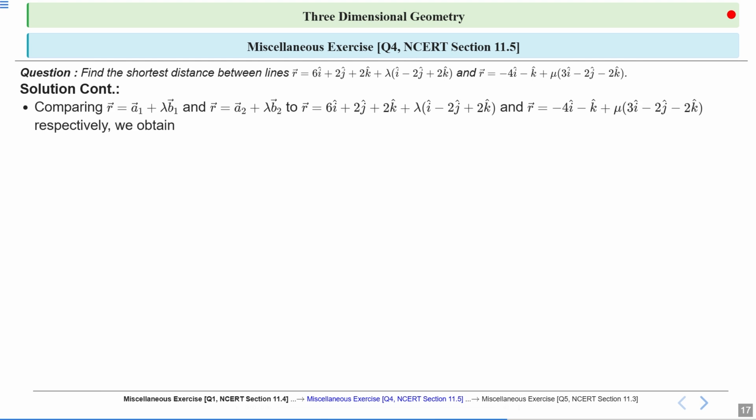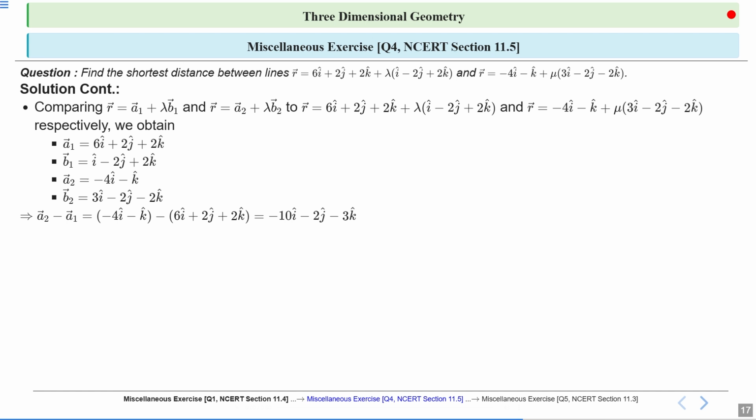Now comparing r vector is equal to a1 vector plus lambda b1 vector and r vector is equal to a2 vector plus mu b2 vector to r vector is equal to 6i cap plus 2j cap plus 2k cap plus lambda times i cap minus 2j cap plus 2k cap, and r vector is equal to minus 4i cap minus k cap plus mu times 3i cap minus 2j cap minus 2k cap respectively, we obtain a1 vector equal to 6i cap plus 2j cap plus 2k cap, b1 vector equal to i cap minus 2j cap plus 2k cap, a2 vector equal to minus 4i cap minus k cap, and b2 vector equal to 3i cap minus 2j cap minus 2k cap.